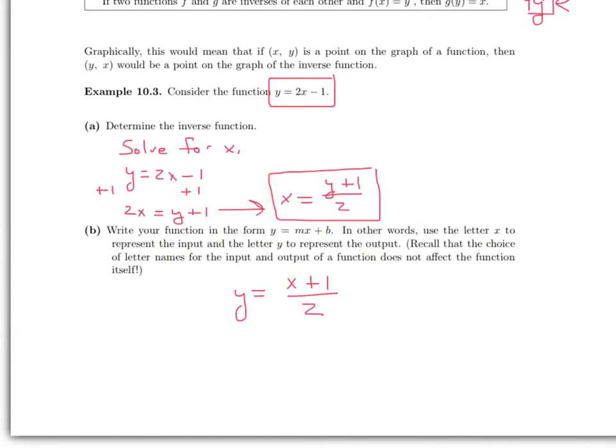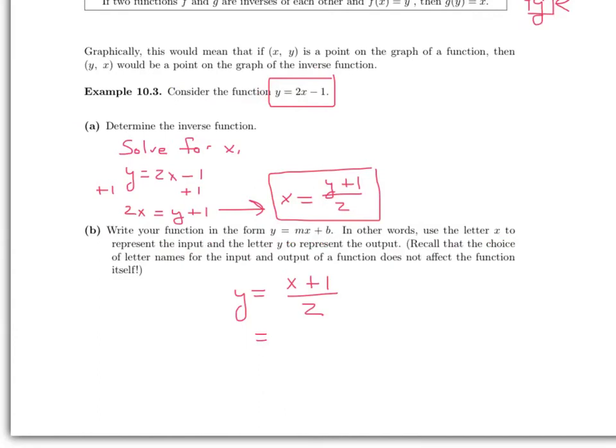Okay, there's one last thing to do. We were told to write our inverse function in the form y equals mx plus b. Well, we have our inverse function written in the form y equals, but now we need to work on the right-hand side of our equation so that we're writing it in the general or the standard equation for a linear function. We can do that by taking our current equation.